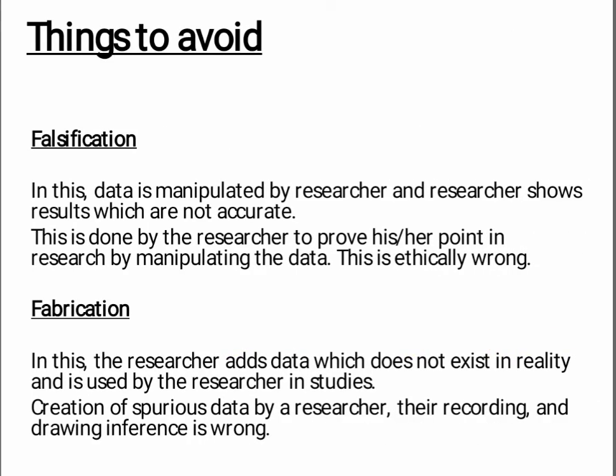The things to avoid in the ethics of research. First is falsification. In this, data is manipulated by the researcher and the researcher shows results which are not accurate. This is done by the researcher to prove his or her point in research by manipulating the data. This is ethically wrong.